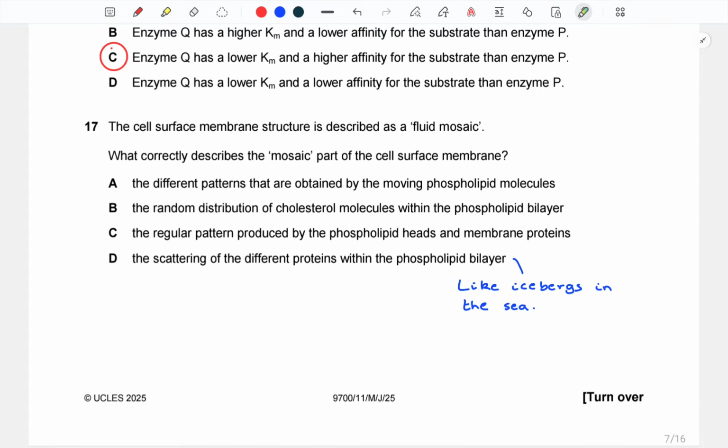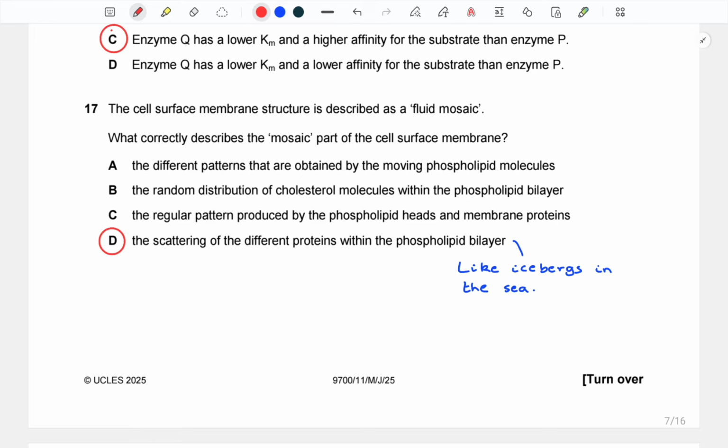For 17, the cell surface membrane structure is described as a fluid mosaic. What correctly describes the mosaic part of the cell surface membrane? The different patterns are obtained by moving phospholipid molecules. That is incorrect. The random distribution of cholesterol molecules, incorrect. The regular pattern produced by phospholipid heads and membrane proteins, incorrect. Answer is D, which is saying the scattering of the different proteins within the phospholipid bilayer. That is what describes the fluid mosaic model, basically.